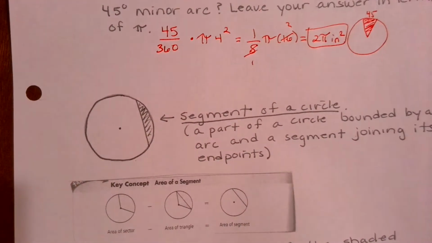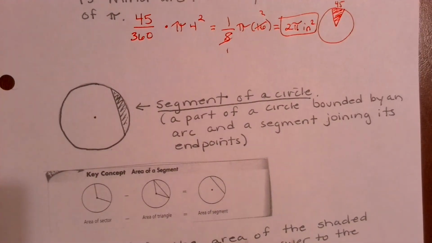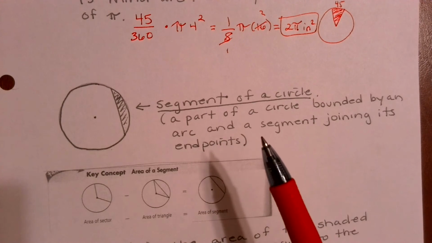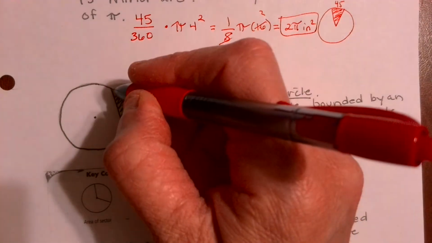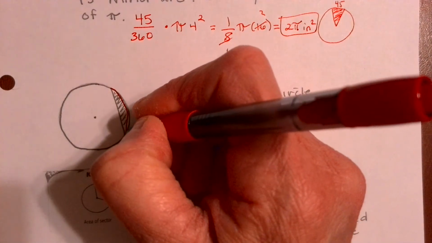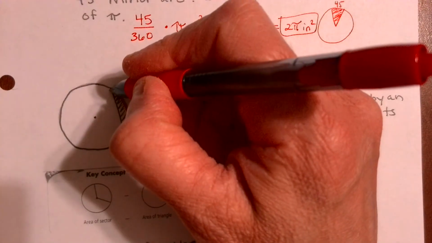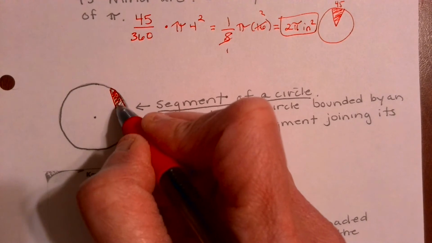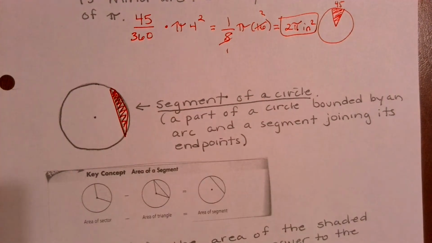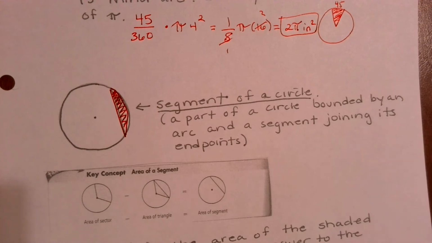This next part's a little different because the term segment of a circle makes you think of just a segment, but it's actually a part of the circle bounded by an arc and a segment joining its endpoints. So we have the arc, and then we have a segment joining those endpoints of the arc. And the segment of the circle is everything in between those two boundaries. So first you need to understand that piece.